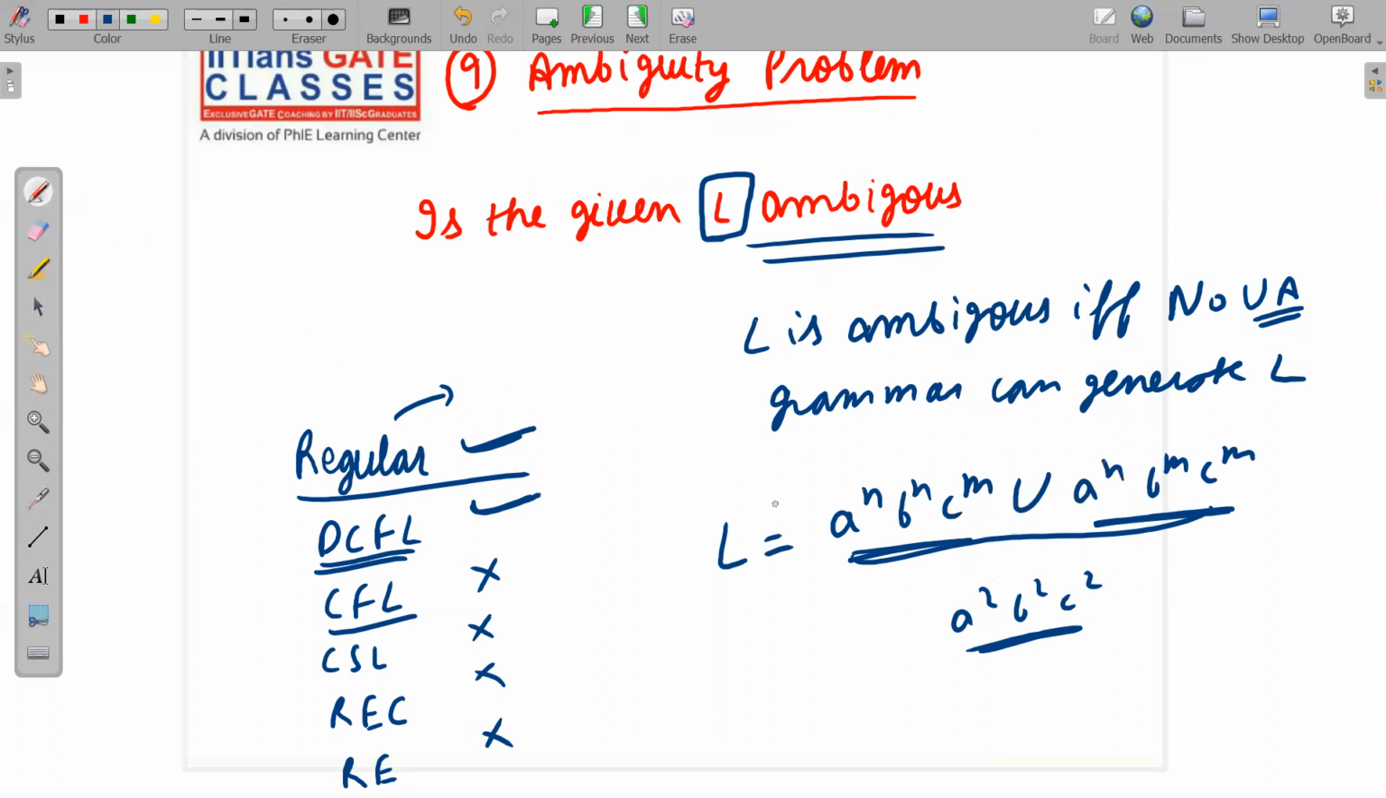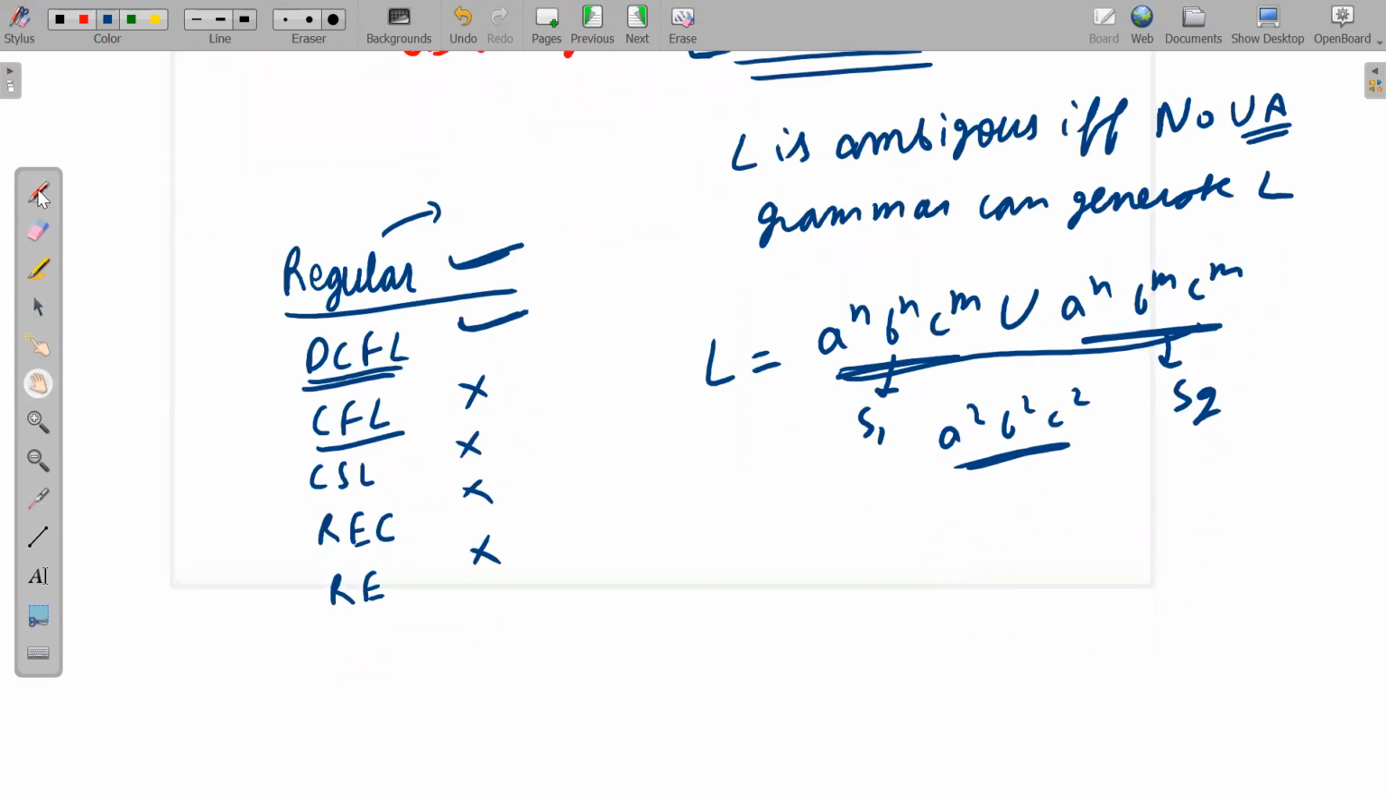Okay, so for example, see here, S1 is generating this language, S2 generating this language. If you are not able to follow, then watch my construction lectures, construction of context-free grammar. You will get the idea. And by the way, I have already explained this example in construction itself. So S1 is generating this, S2 is generating this, and I will write S goes to S1 or S2.